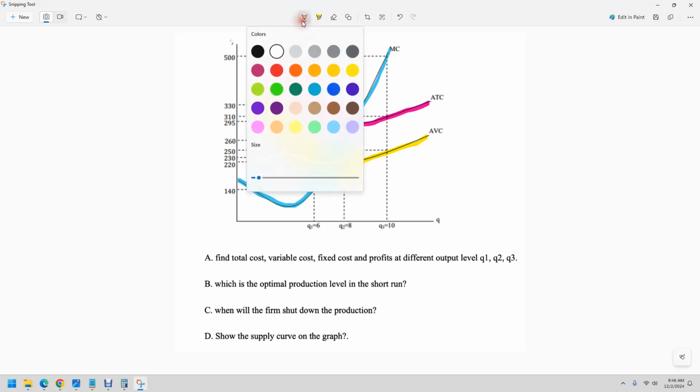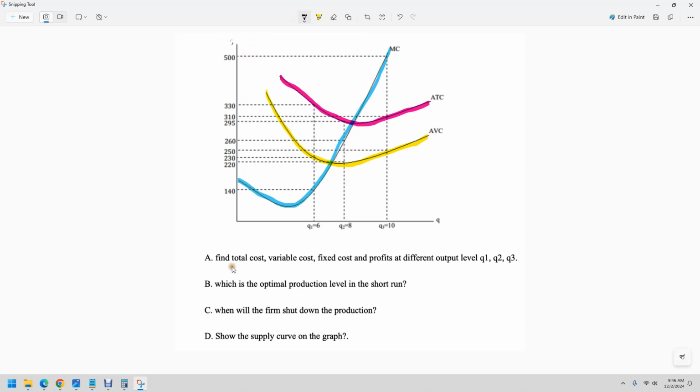Cover that up, and here we go. So you want to find, well, first let's just do the quickest one. When will the firm shut down production? So this is at the minimum of average variable cost. Okay, so any price that is less than the minimum.